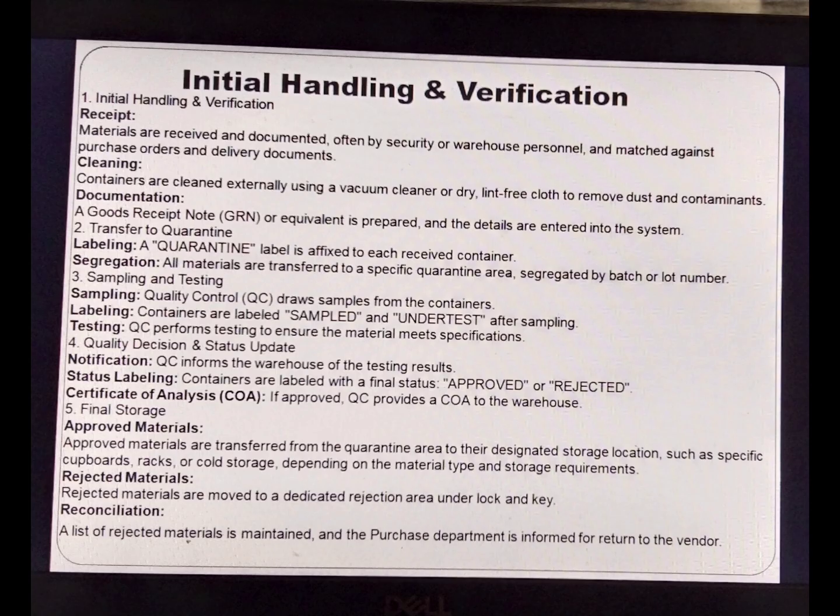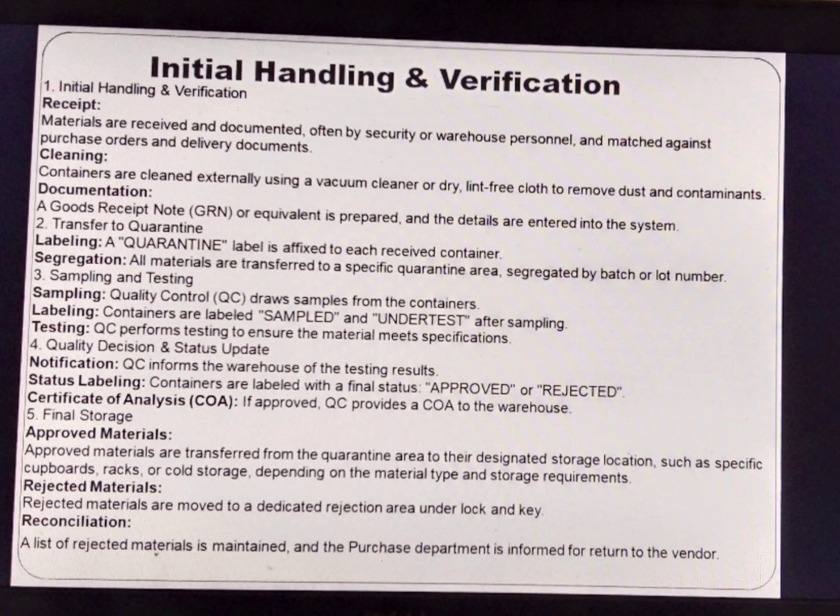Transfer to quarantine area. Labeling: a quarantine label is affixed to each received container. Segregation: all materials are transferred to a specific quarantine area, segregated by batch or lot number. Sampling and testing. Sampling: QC draws samples from the container. Labeling: containers are labeled sampled and under test after sampling. Testing: QC performs testing to ensure the material meets specification.